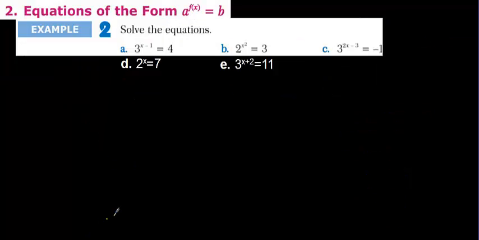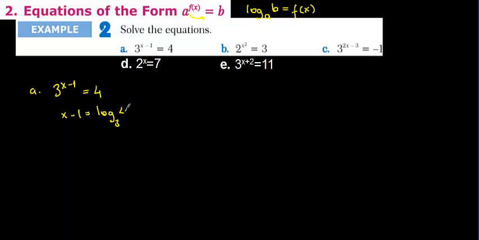Second form: if a to the power of f(x) is equal to b, in this kind of question we are going to use the method of logarithm base a of b being equal to f(x). This is going to be the logarithmic base. So 3 to the power of x minus 1 is equal to 4, which means that x minus 1 is equal to logarithm base 3 of 4. And x should be equal to logarithm base 3 of 4 plus 1.